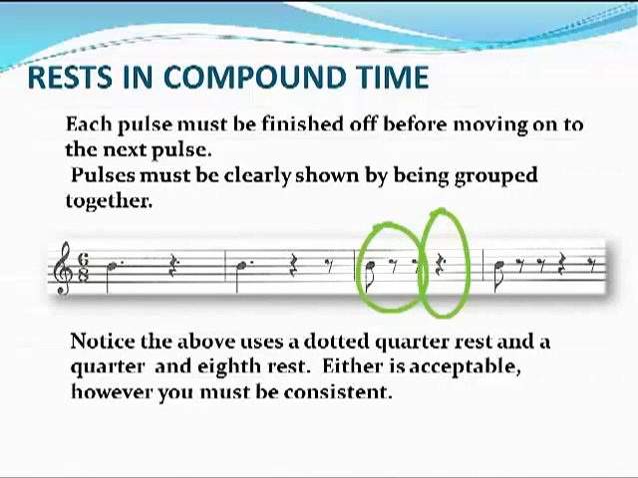The last measure shows us the quarter rest followed by the eighth rest. Again, either the dotted quarter rest or the quarter rest and eighth rest are acceptable. However, my preference is to use the dotted quarter rest because it's more consistent with compound time grouping.